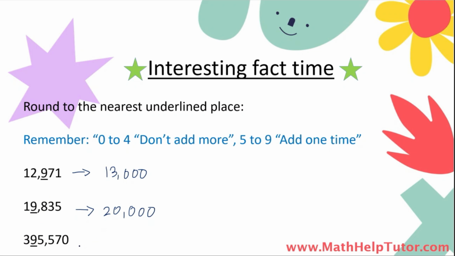And then last, we are being asked to round 395,570 to the nearest 10,000s. So again, we look at the digit to the right of the place that we are being asked to round. And since it's 5, and remembering the rhyme, 5 to 9, add one time, that means we have to add one time to 9, which makes it into 10. But again, whenever we exceed the digit 9, we have to go back to 0 and then add 1 to the digit to the left. So 3 plus 1 becomes 4. And then we just change the rest of the digits to the right into zeros. So the answer to rounding this number to the nearest 10,000s is 400,000.